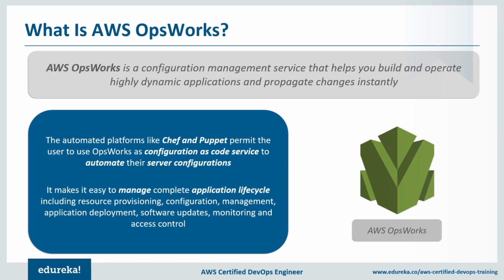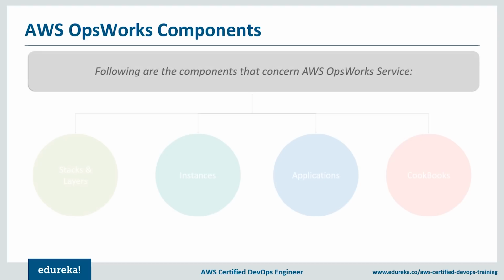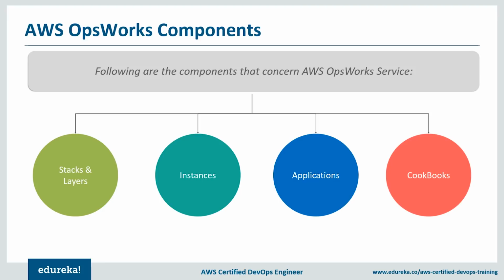We've already looked into the details of what AWS OpsWorks is. Let us take a look at certain components that are important to this particular service. So following are the components that this service focuses on. You have stacks and layers, then you have instances, applications, and cookbooks. Let me throw some light on each of these terms individually. Stacks and layers. Now, when I talk about building applications, basically you're talking about so many things.